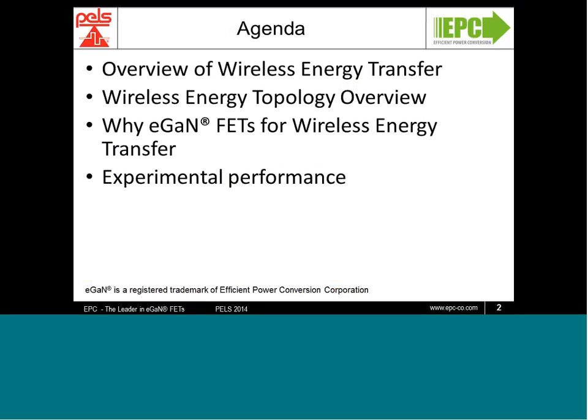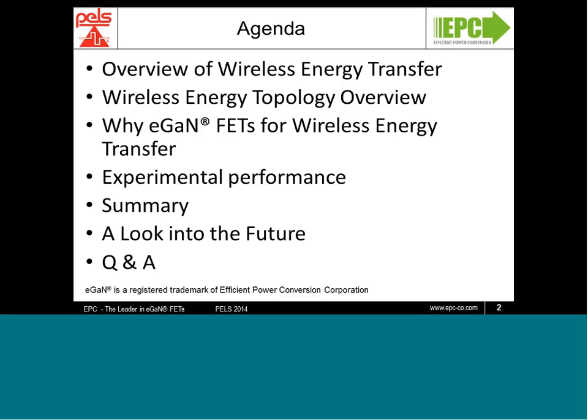Then we'll go through the experimental performance and show the performance that they yield, and we'll summarize at the end and have a look into the future. And we'll close out with some questions.